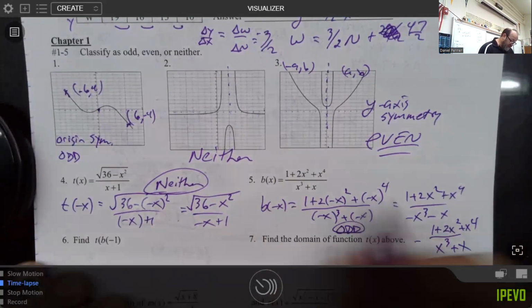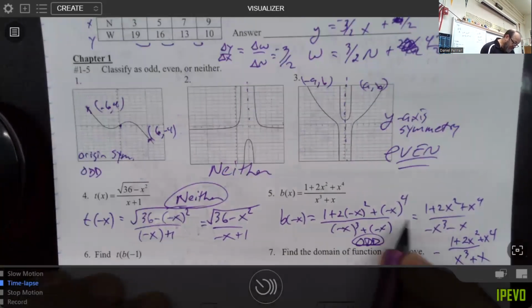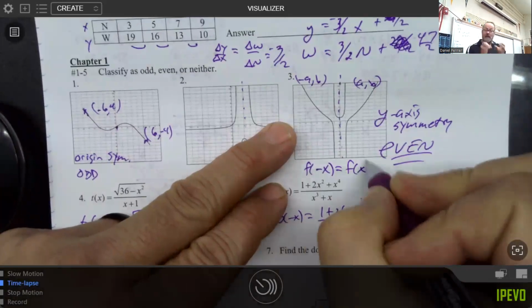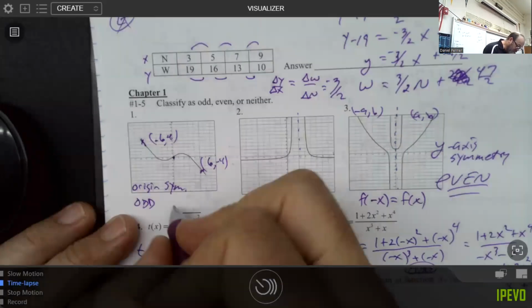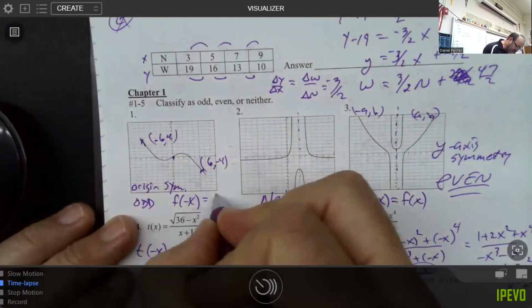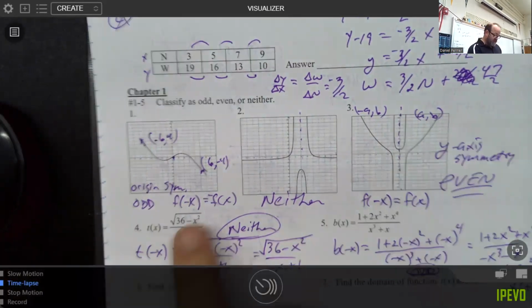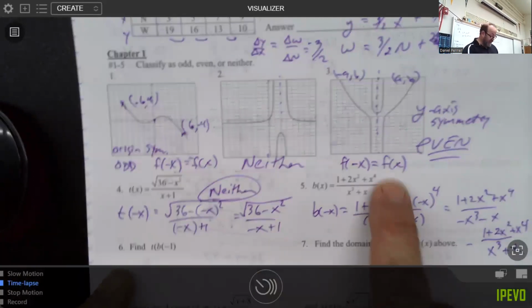So remember, an even one is one where f of -x is the same as f of x itself. It comes out exactly the same. And this one over here, the odd, is where f of -x is f of x with a negative in front. So changing the x results in changing the y. Changing the x here does absolutely nothing.